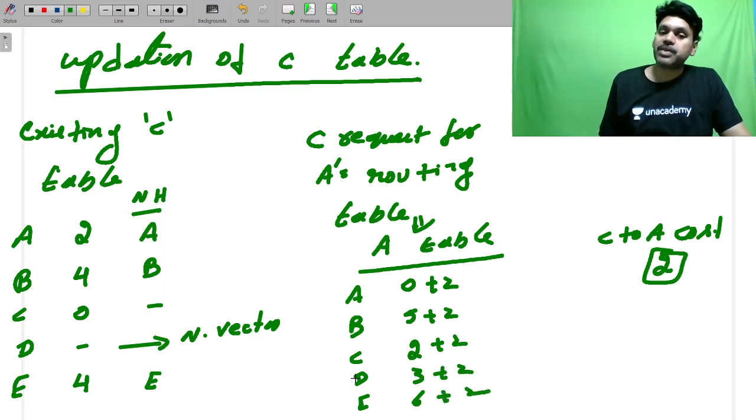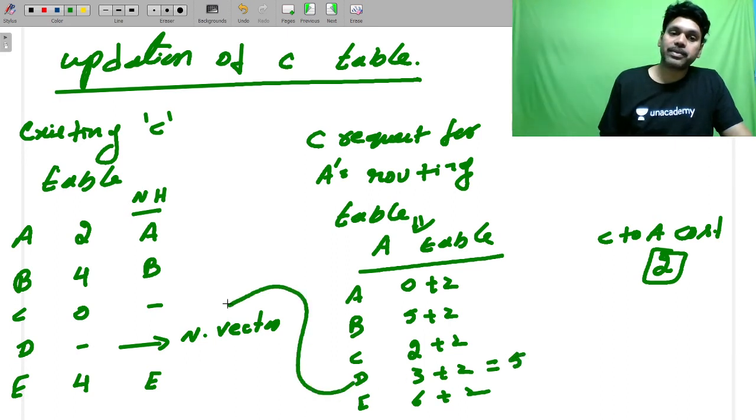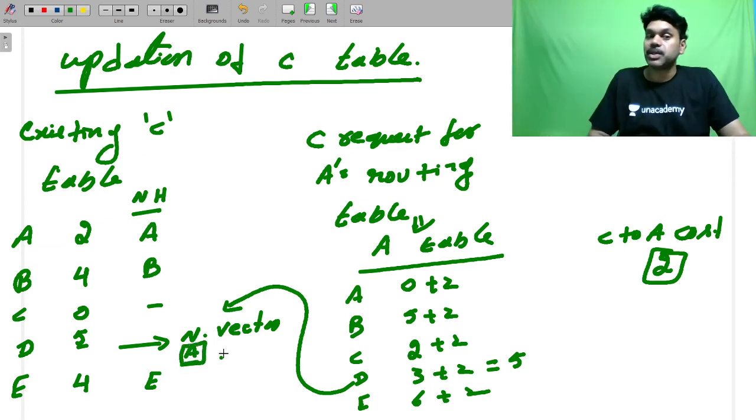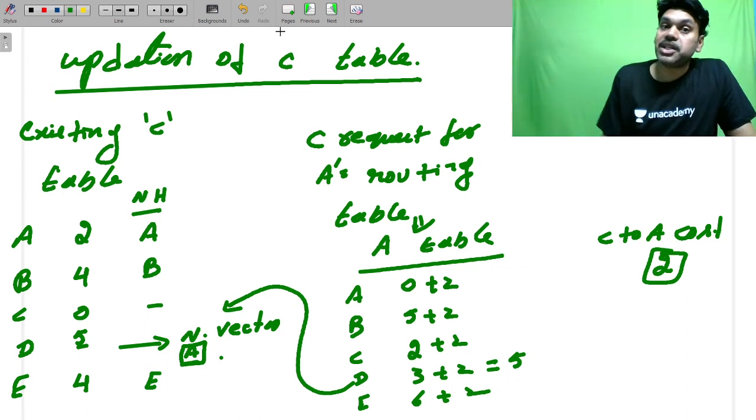So you're asking for which value? D value only. What is the value? 5. So post this 5. And you are depending on A. Your next hop is A1. So C table also got updated. So likewise D table you need to update.